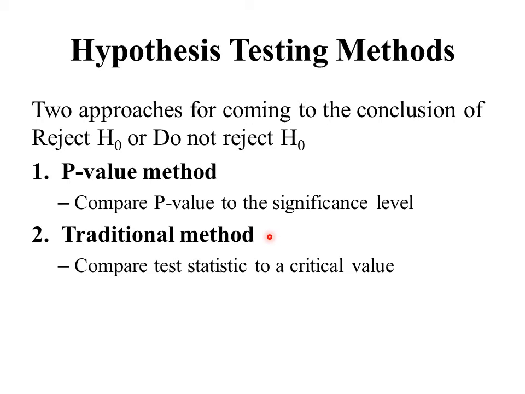The other method we call the traditional method, or maybe the critical value method, and this is the method that the book often used. It's where we compare the test statistic to a critical value, and then we either reject the null hypothesis or do not reject it based on whether the test statistic is larger than the critical value or less than the critical value. And so in this chapter, we're going to start doing some traditional method hypothesis tests. We will have one that's done with a p-value, but most of them are going to be done with this traditional method.